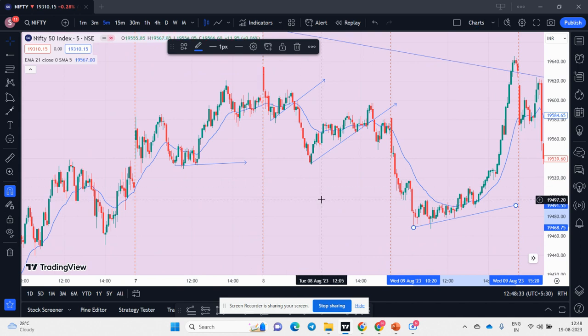So this completes both the setups that we wanted to talk about today, in setup number two for the bearish market.